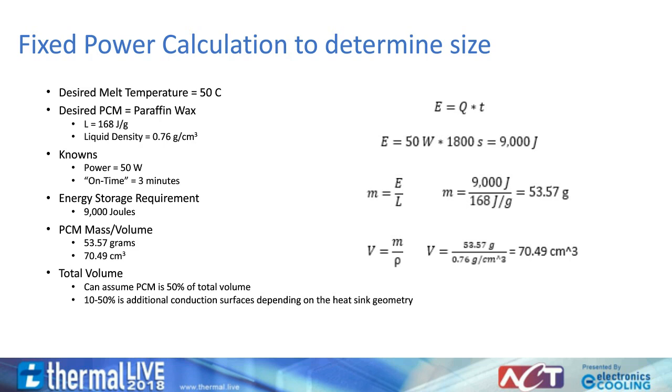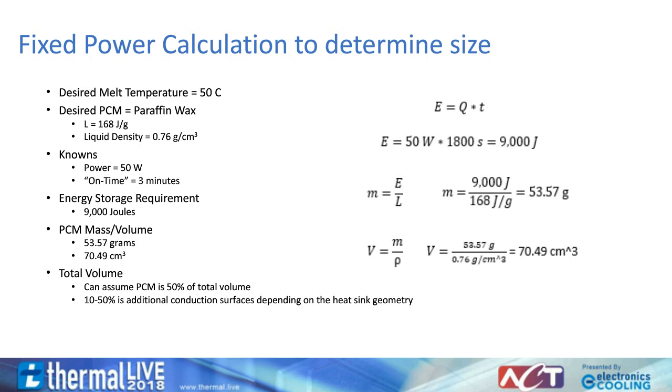For this example, we will select a PCM with a desired melt temperature of 50 degrees Celsius. For that melt temperature, we have selected a PCM with a latent heat of fusion value of 168 joules per gram and a liquid density of 0.76 grams per centimeter cubed. Let's say our desired amount of power stored is 50 watts, and we need to store for about 3 minutes, or 1800 seconds.